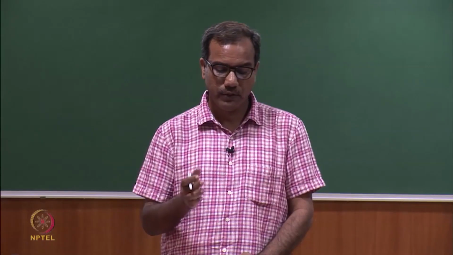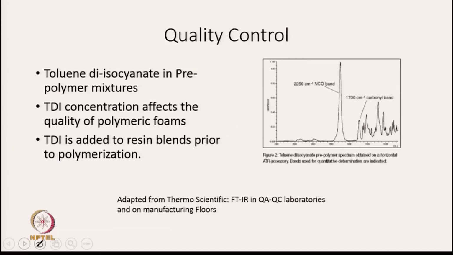FTIR can also be used for TDI, and to know the TDI concentration, which is very important for the quality of polymeric foams. TDI is toluene diisocyanate, and that is generally mixed in pre-polymer mixtures, and its concentration affects the quality of polymeric foams. So, FTIR can be used to check the quality by checking the TDI concentration in the sample. TDI is generally added to resin blends prior to polymerization.